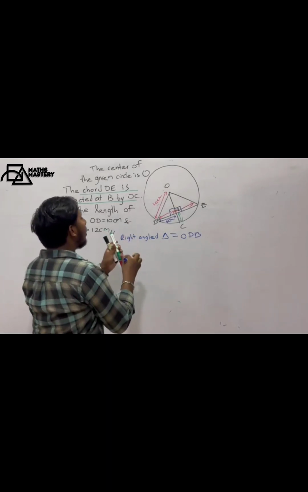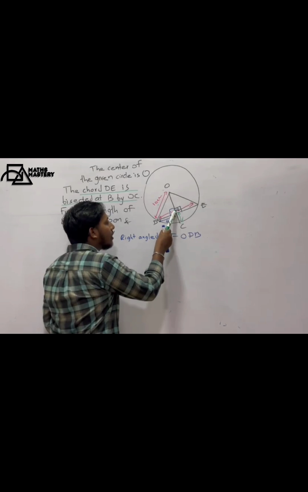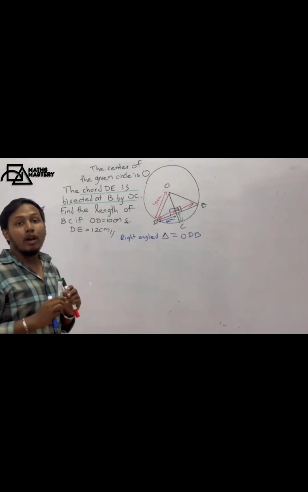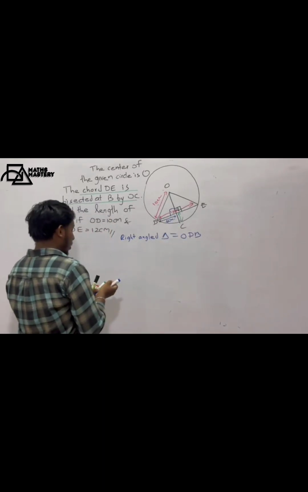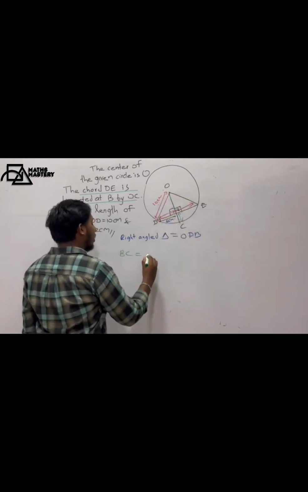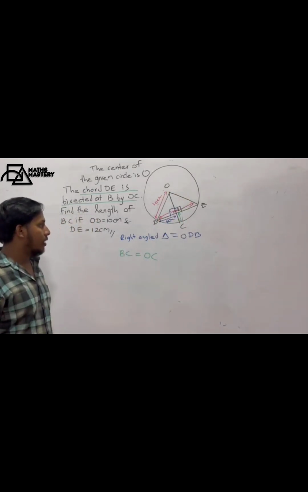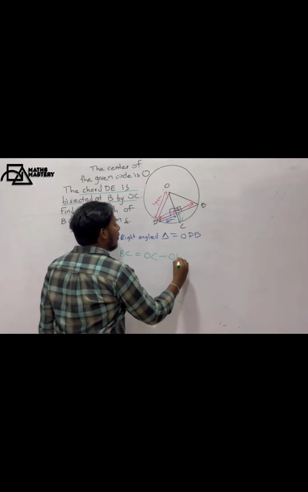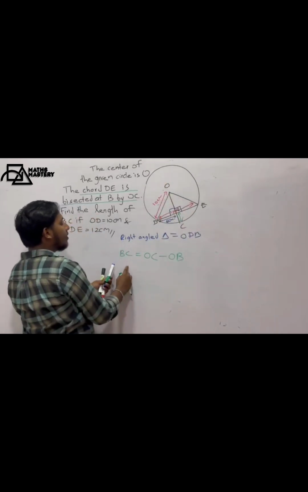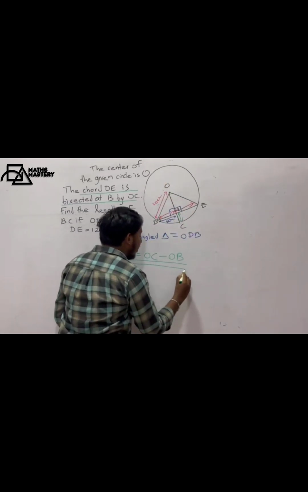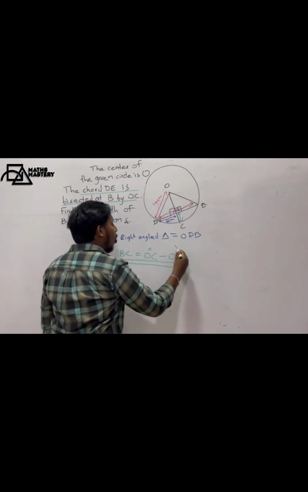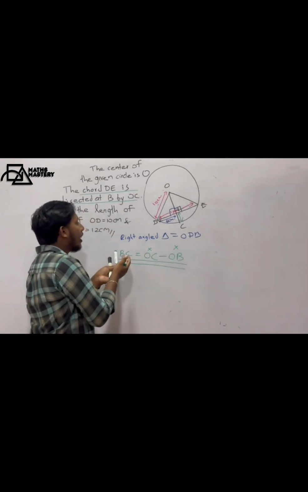Now, they are asking you to find BC. Now, how to find BC? I'll tell you what we have to do to find BC. To find BC, students, if you can find OC and subtract OB from them, if you subtract OB from this OC length, you can get BC, right? So this is the logic that I brought into this question. So we have to first find OC and then OB and find the difference. Then you will get BC.